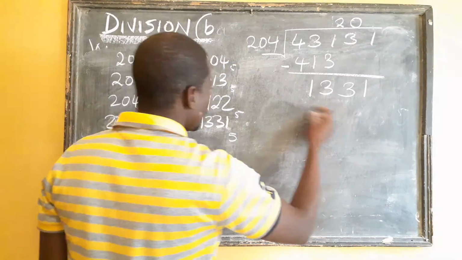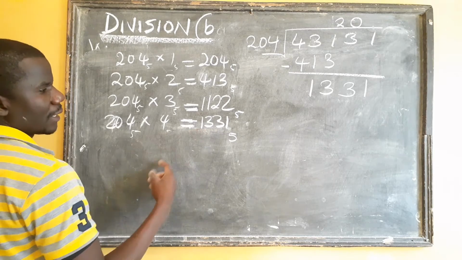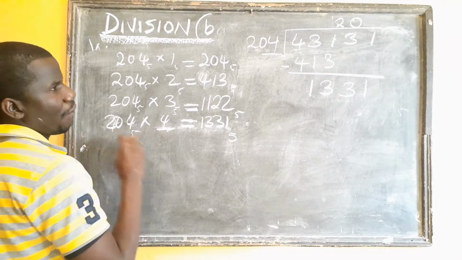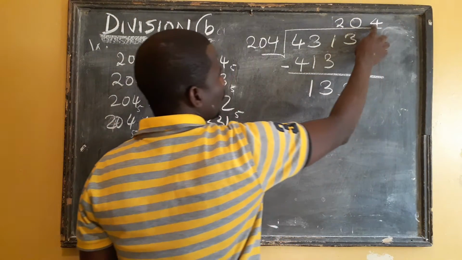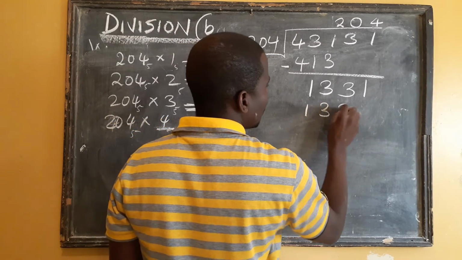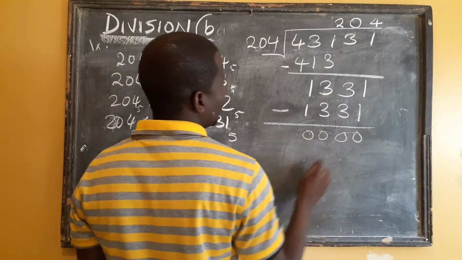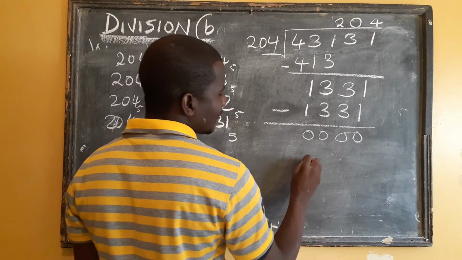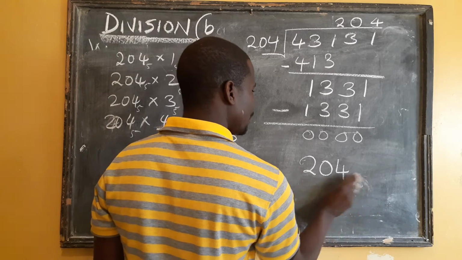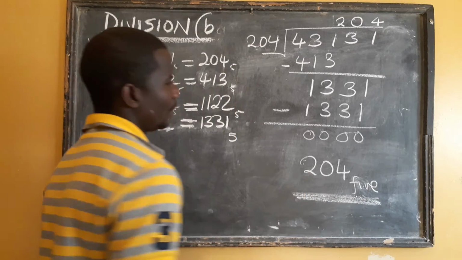Can this number go into this one? We come to our products here. Check the last one. Okay? It can go into this one. How many times? 4. So we put our 4 here. So when you multiply this by this one, what are we getting? We're going to get 1, 3, 3, 1. Subtract, you have 0, 0, 0, 0. So what is our answer? Our answer is 204 in base 5. This is what is going to be our answer.